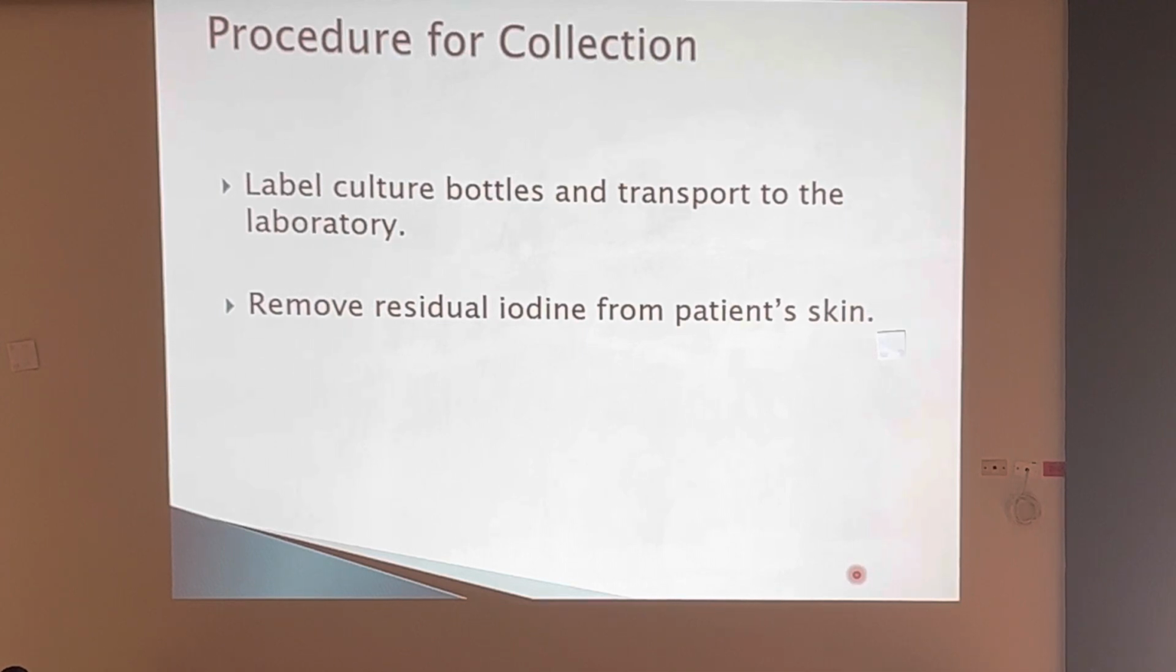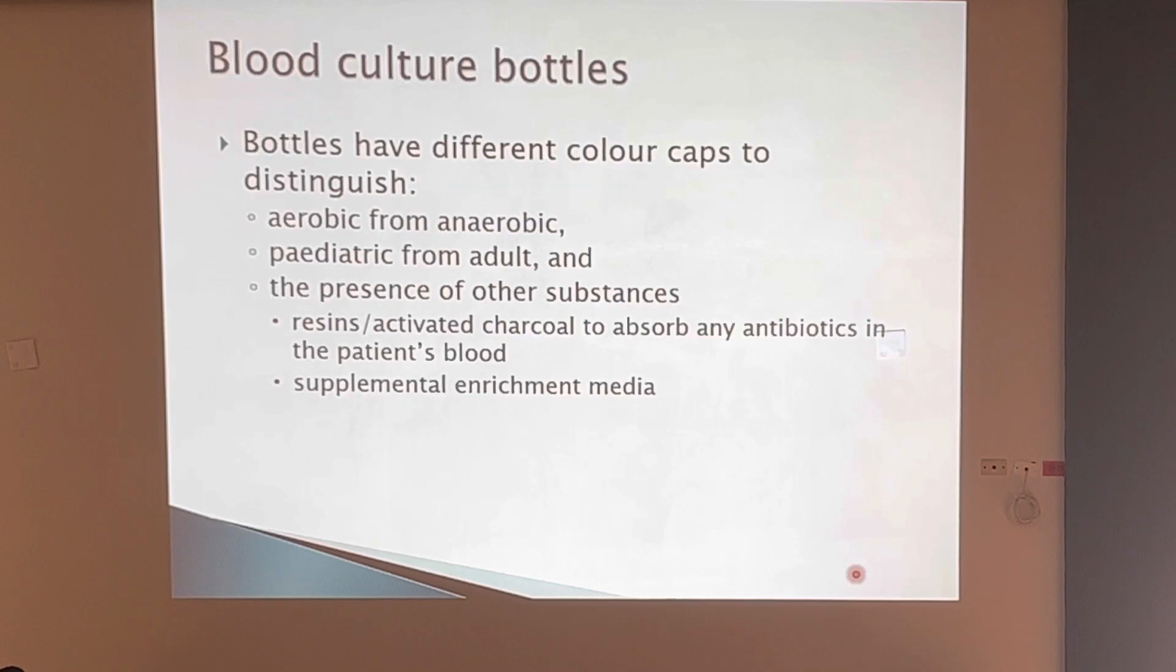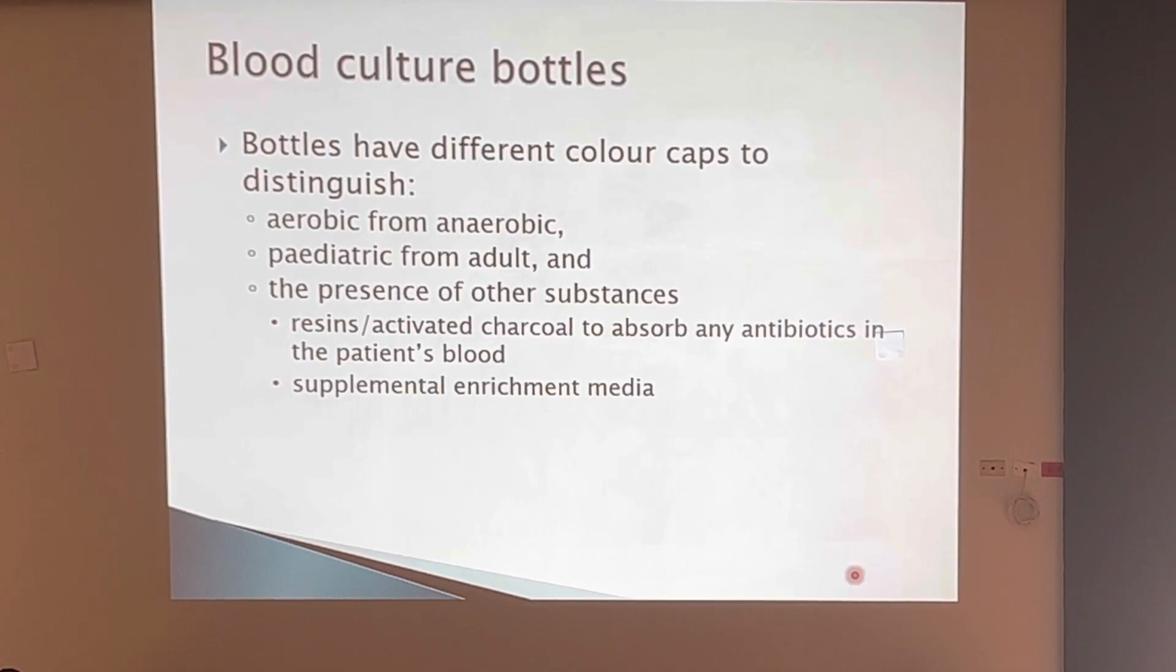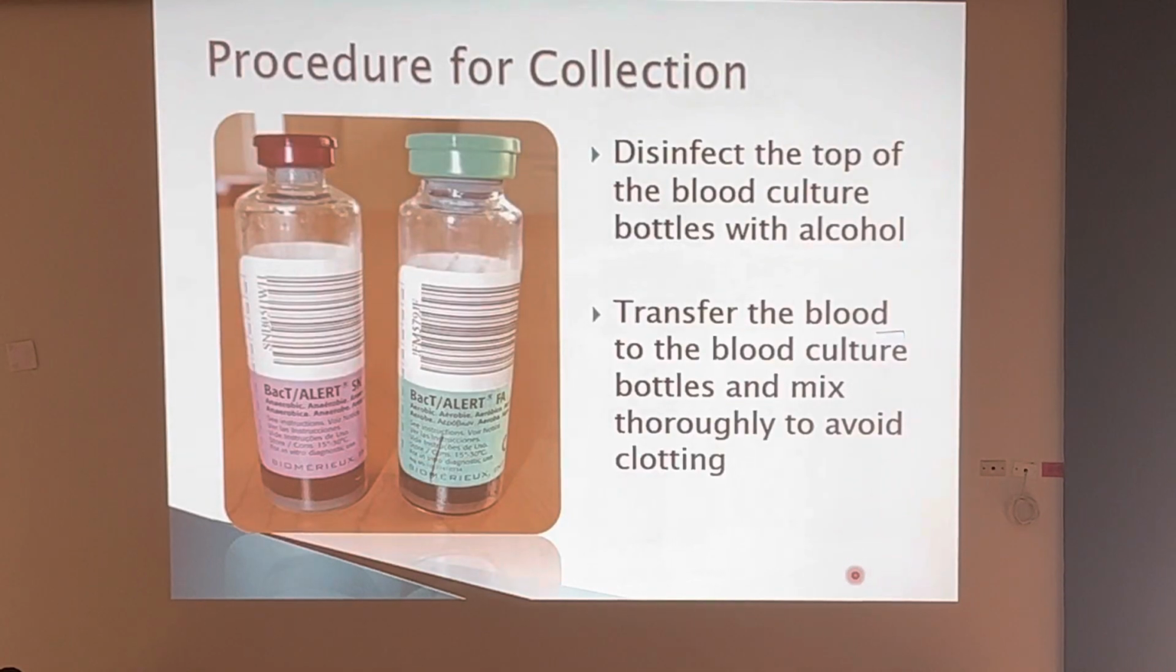So you label your blood culture bottles, send them to the laboratory, and you remove the residual iodine from your patient's skin. Now, the colors of the bottles distinguish them as aerobic or anaerobic, pediatric or adult, as well as the presence of other substances such as resins or supplemented enrichment media. These ones that I was showing you before are the ones that contain activated charcoal.